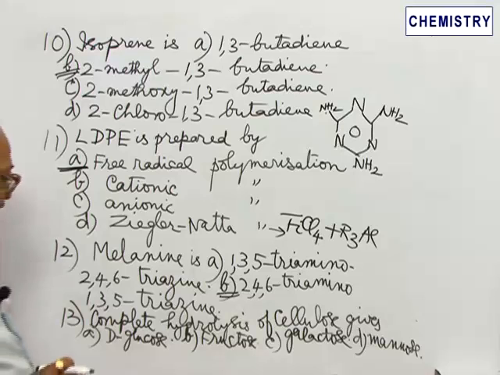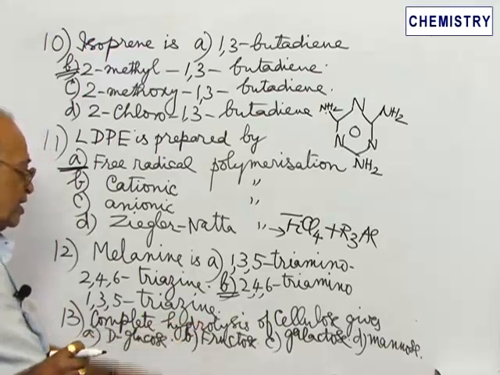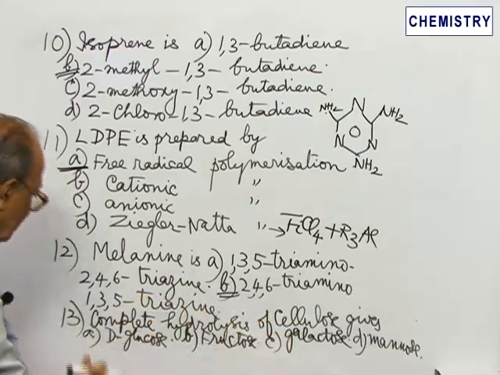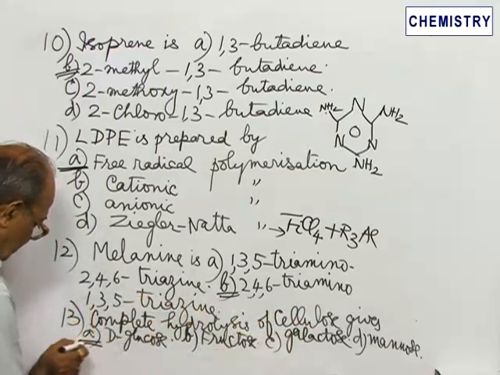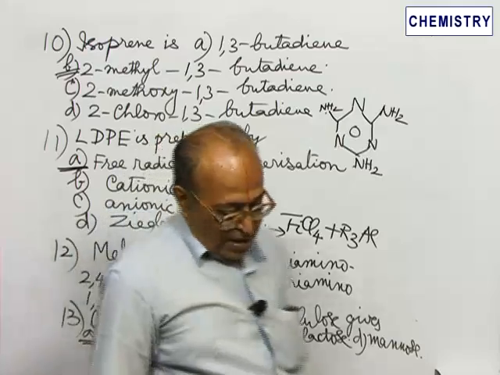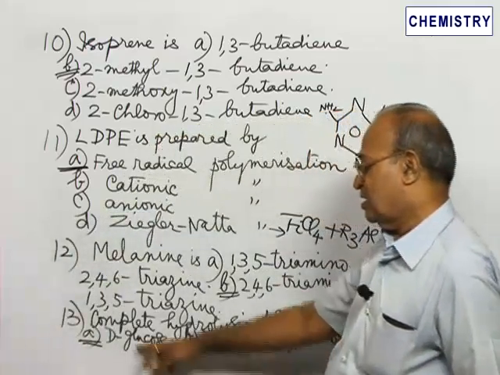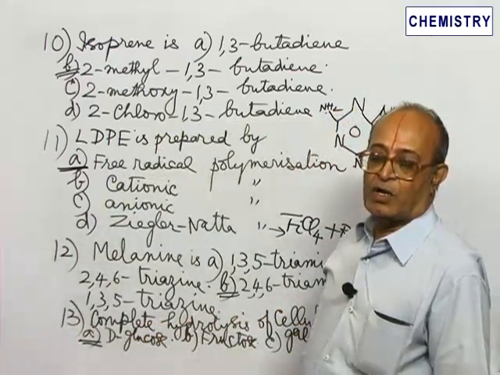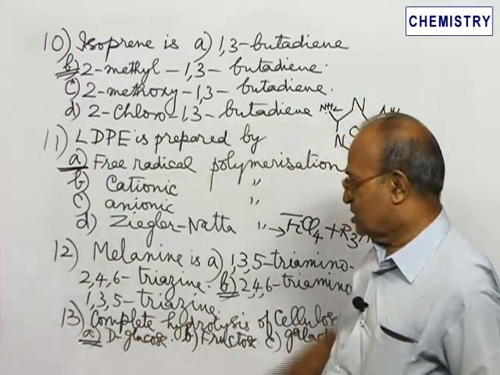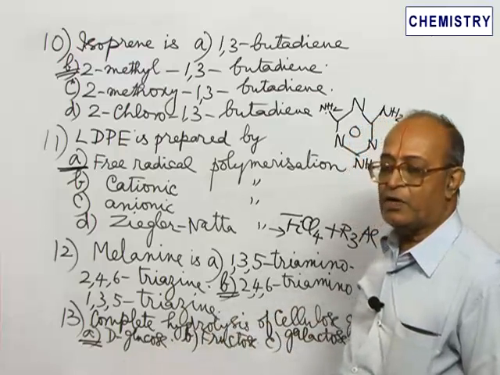Now, the reaction, namely complete hydrolysis of cellulose, gives glucose. So, A is the correct option for question number 13. Now, here the point is complete hydrolysis. That is very important. We are not talking about partial hydrolysis. Complete hydrolysis gives D-glucose.